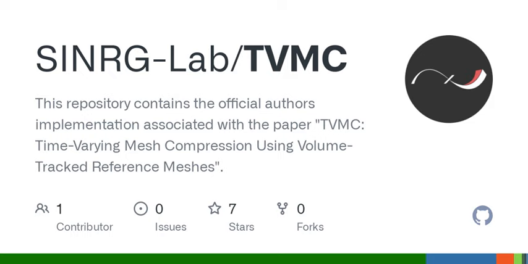Now let's wrap up. If you're intrigued by the world of 3D modeling and compression techniques, we encourage you to explore this and consider what possibilities lie ahead. TVMC opens up a world of efficiency and creativity that could transform digital interaction as we know it.